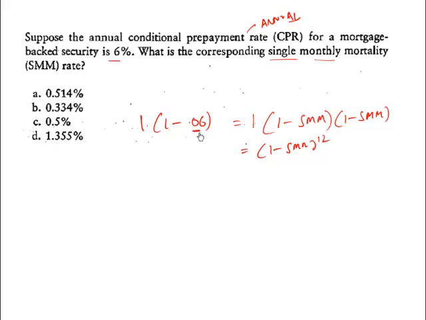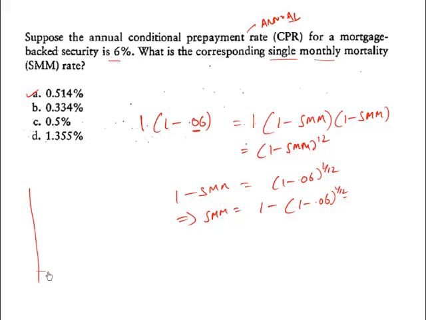So given the conditional prepayment rate, can we derive the equivalent single monthly mortality? It's exactly the same question. So 1 minus SMM will be equal to (1 minus 0.06) to the power 1 by 12, or SMM will come out to be 1 minus (1 minus 0.06) to the power 1 by 12, which comes out to be 0.514%.